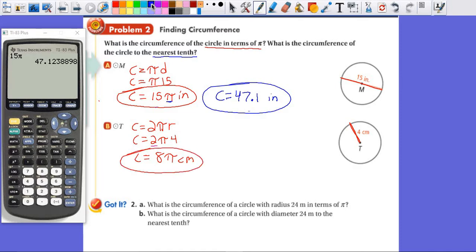But the second part of this does want us to do it rounded to the nearest 10th, so we just take 8 pi in our calculator, hit enter, and we get that the circumference equals 25.1 centimeters. All right? So what I want you to do right now is go ahead and pause the video here, try A and B at the bottom, and then we will do them together.